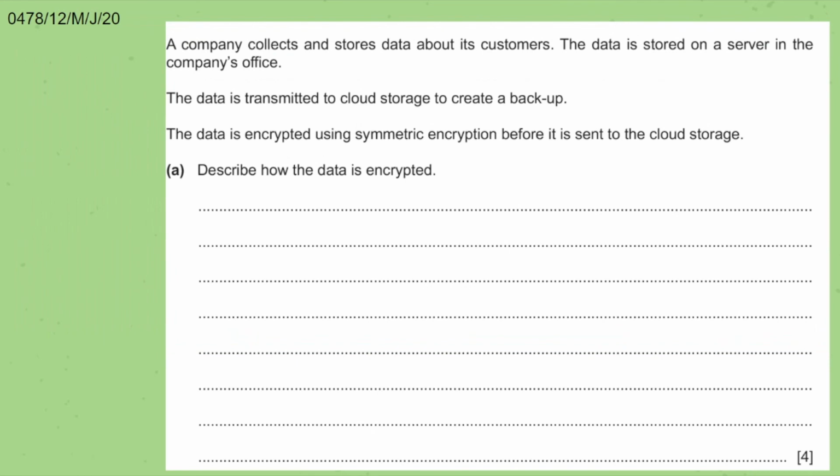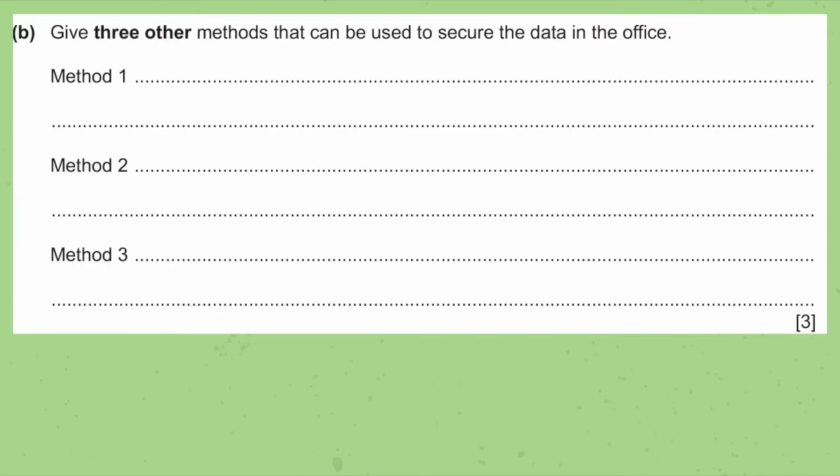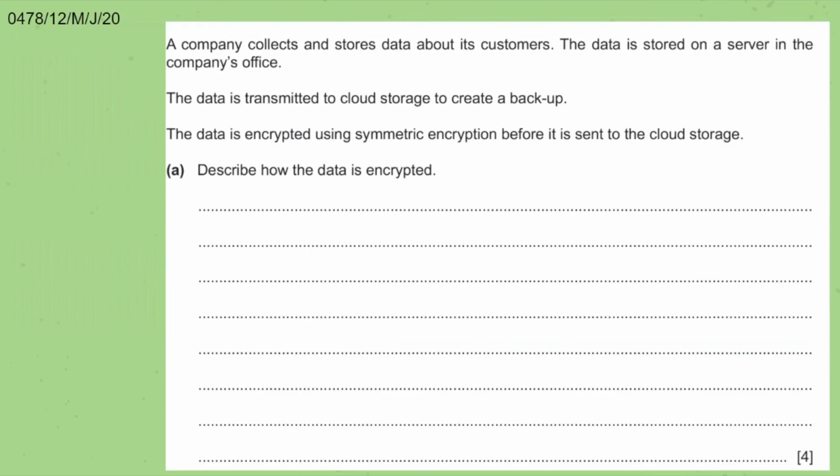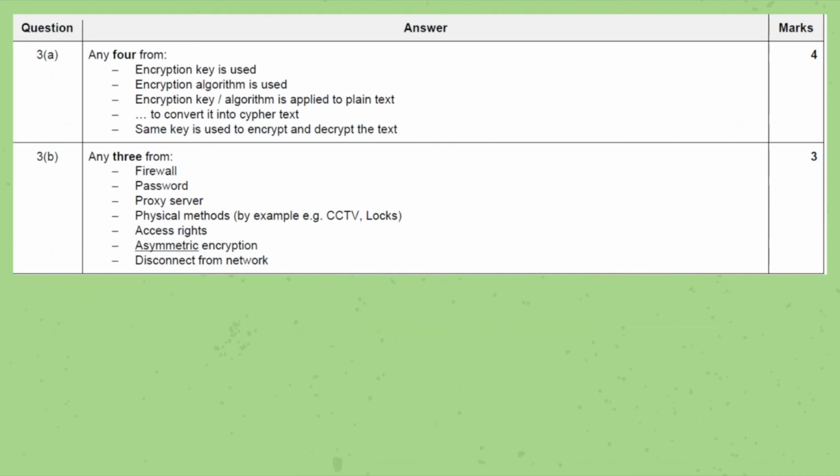Now, you will be surprised if you see the answers for this first subdivision. That is, how the data is encrypted. Let's take a look at the answers now. Encryption key is used, encryption algorithm is used. Both these points nearly look the same, but it gets you 2 marks. Encryption key or algorithm, when applied to plain text, converted to ciphertext. I told you here to underline the word symmetric encryption. So there's that point. Same key is used to encrypt and decrypt the text.